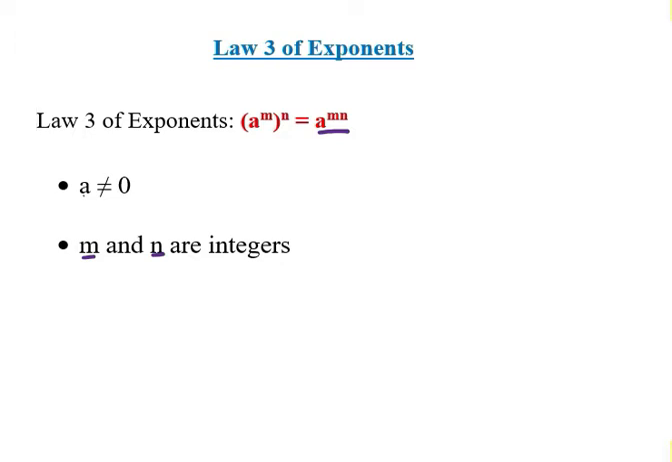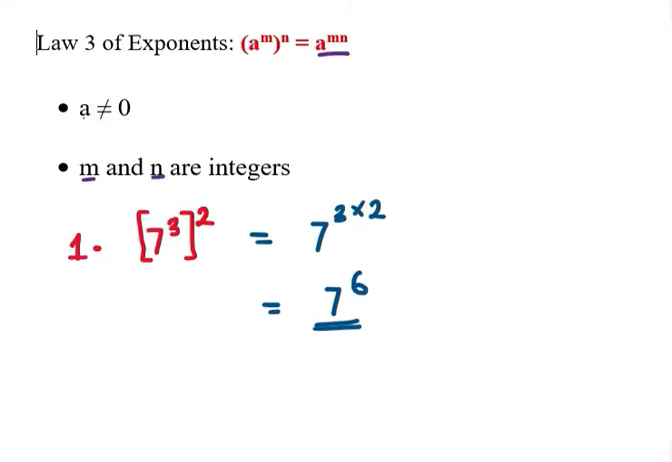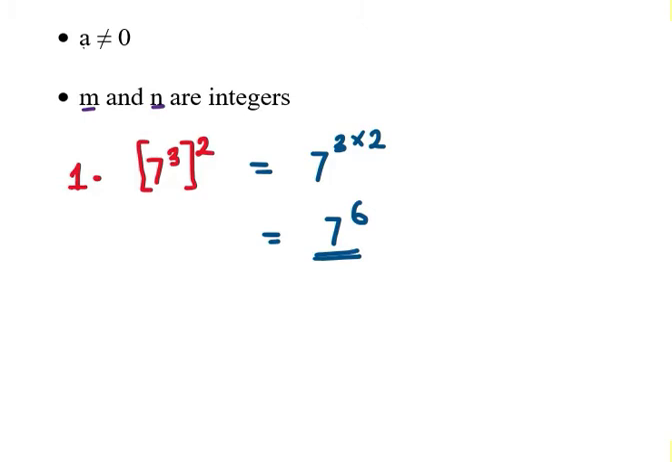So now let's look at example number 1. We see how we can apply this law into it. So in number 1, let's have 7 to the power of 3, into the power of 2. Now in this scenario, we will get 7 to the power of 3 times 2. So this will give us 7 to the power of 6. Okay, let's continue with another example.